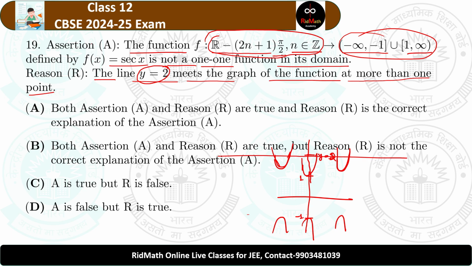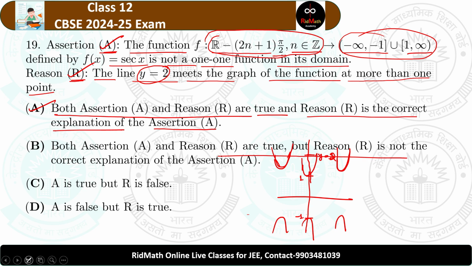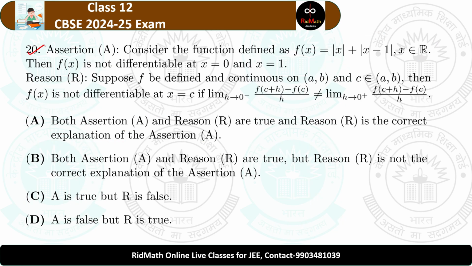So that means both assertion and reason are correct, and the reason R is the correct explanation of the assertion. So that means option A is correct. Both assertion and reason are true, and reason R is the correct explanation of the assertion A. Next problem. Question number 20.